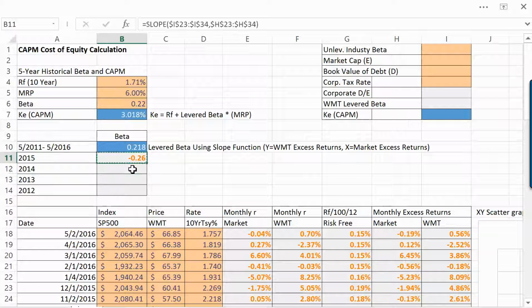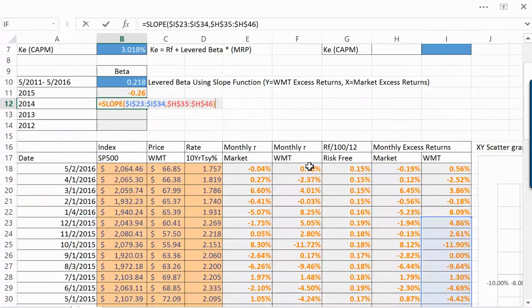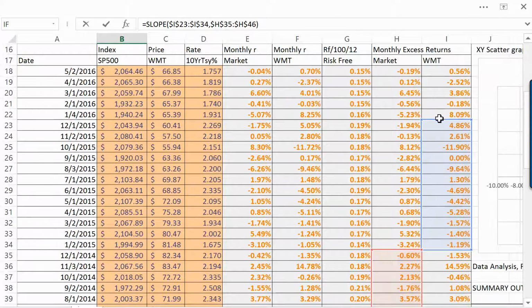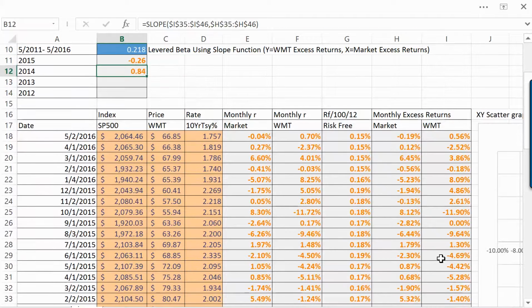Let's try this slope again for 2014. I'm going to hit F2 to edit the equation. I'm going to slide this down a year. Well, let me try that again. Slide this one down. So in 2014, looks like I had a beta of 0.84. Let me copy that.